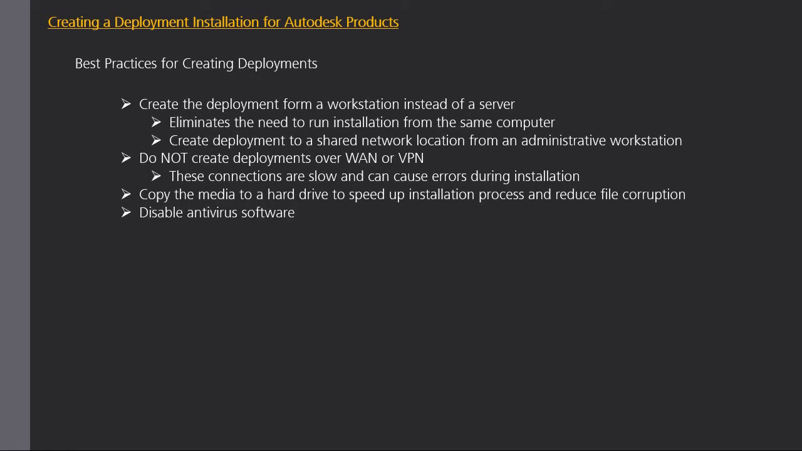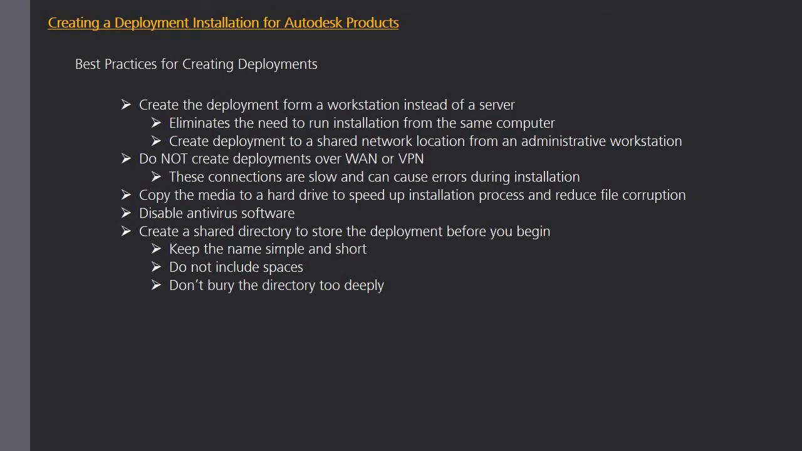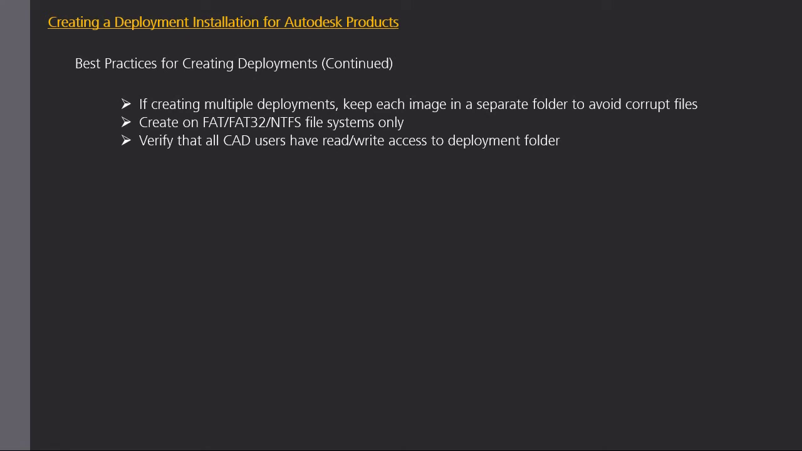Disable all antivirus software. Create a shared directory to store the deployment before you begin. Keep the name simple and short. Do not include spaces. Don't bury the directory too deeply. Make sure it's easily accessible. If creating multiple deployments, keep each image in a separate folder to avoid corrupting files. Create it on a FAT32 or NTFS file system only. Verify that all CAD users have read and write access to that deployment folder that you've created.